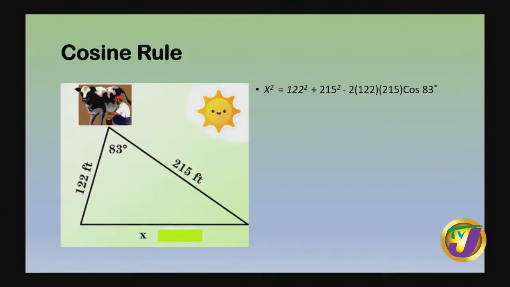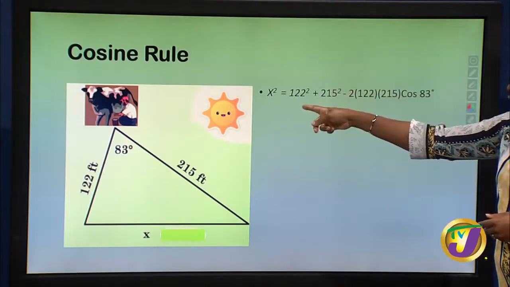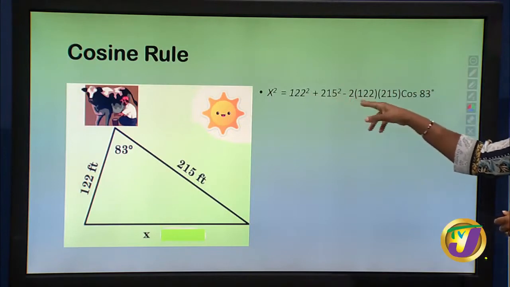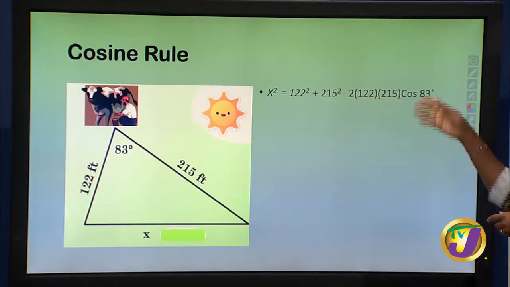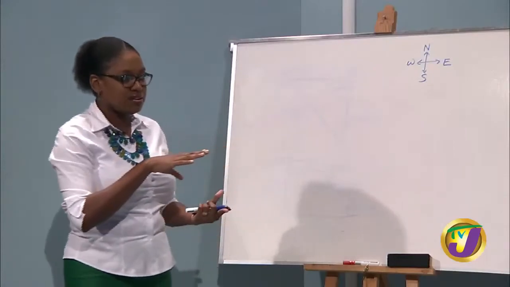Want to take us through this one, Nikisha? Based on the cosine rule, we have the two sides, a and b, and our angle here. We substitute the two sides given, square them, and subtract 2 times the product of the two sides times cos 83. And I realized that the missing side is connected to the angle. Yes, the missing side is opposite to the given angle.